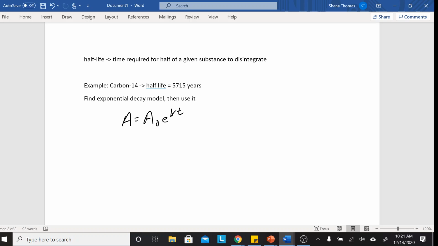For us though, that just means we want this to be over 2, right? So this A would be the value at a certain point. We want to find out where the half-life is, because that's what we know. So we divide that by 2, and then we set that equal to A sub 0 times e to the kt. Now we know the time is 5,715.